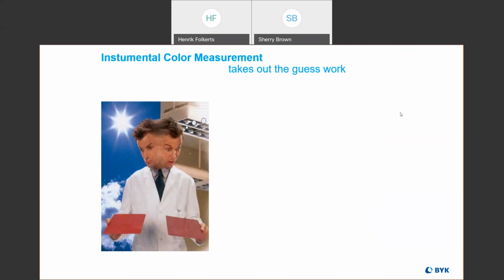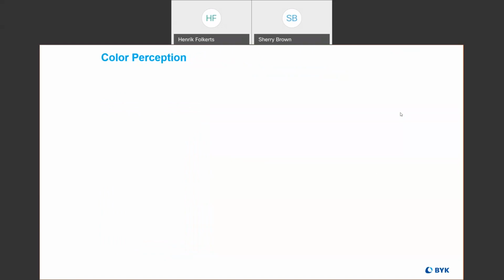Okay, so this is why objective methods are necessary. We need instrumental color measurements so that we can quantify color in a repeatable and precise way in order to be able to evaluate and communicate color. Okay, that's it for the introduction to this presentation. So now we're going to get into the thick of it.